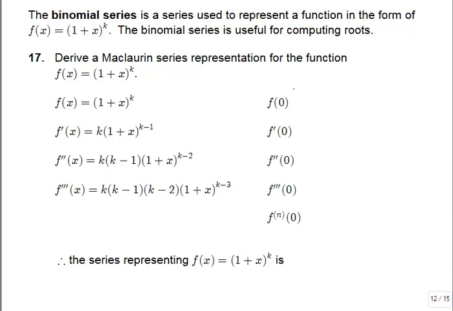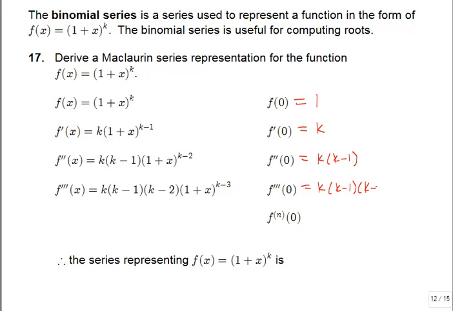So if we plug in 0, 1 plus 0 is just going to be 1 to the k, or just 1. If we plug in 0 into this, we're going to get that 1 plus 0 again, which is 1, times k, so this will be k. If we plug in 0, this part goes to 1, and we're left with k times k minus 1. And over here, this part will go to 1, and we'll be left with k times k minus 1 times k minus 2.